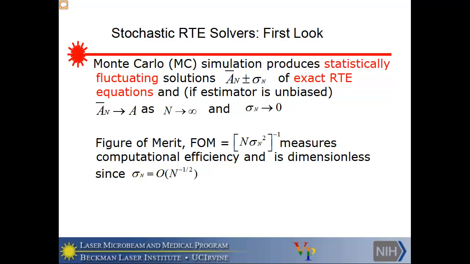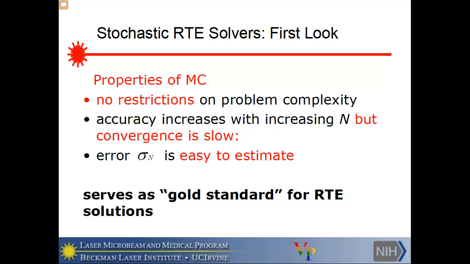So that's a quick look at stochastic solvers. And what else about them? There are no restrictions on complexity of the problem. For example, it can be heterogeneous. The geometry can be kind of wild, as long as you can approximate it with shapes correctly. The Monte Carlo can solve that problem. And the accuracy increases with increasing n, as we saw on the last slide, but convergence is slow.